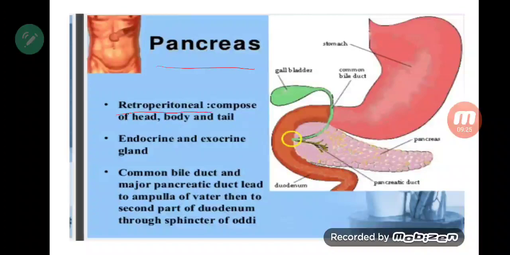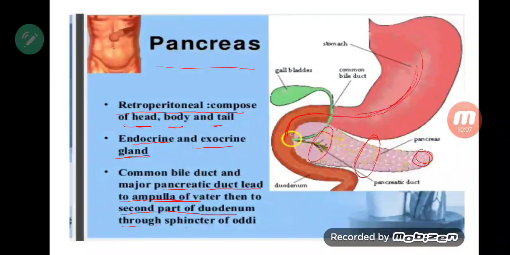The pancreas is retroperitoneal, composed of head, body, and tail. Here is the head, and here is the body, and here is the tail. It is an endocrine and exocrine gland. The common bile duct and major pancreatic duct lead to the ampulla of Vater, then to the second part of the duodenum through the sphincter of Oddi. So we have here the food comes from the stomach to the duodenum.